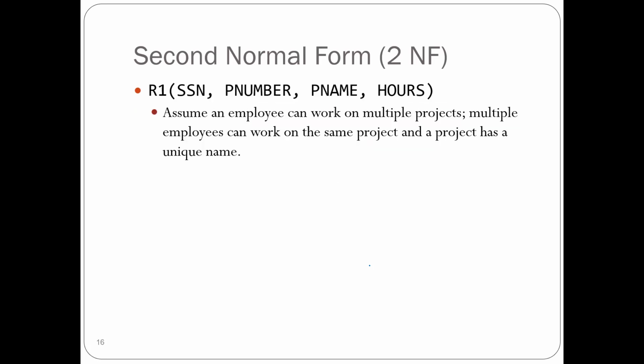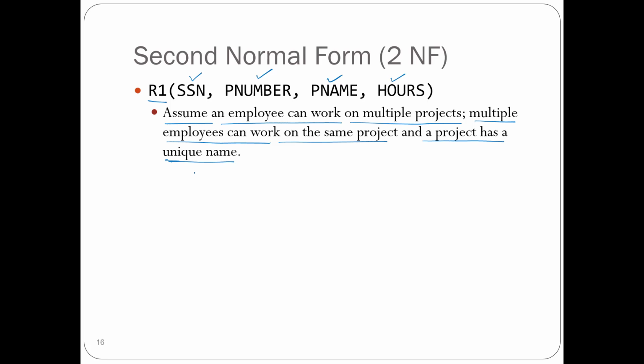Here we go, right? So here is our example to understand the second normal form. The relation is R1 and the attribute types are SSN, P number, P name and hours. Good. So let's read the assumption first and then we'll start working on this relation. Assume that an employee can work on multiple projects and multiple employees can work on the same project, and a project has a unique name. Good, simple enough, right? We were already using this assumption in some previous examples.